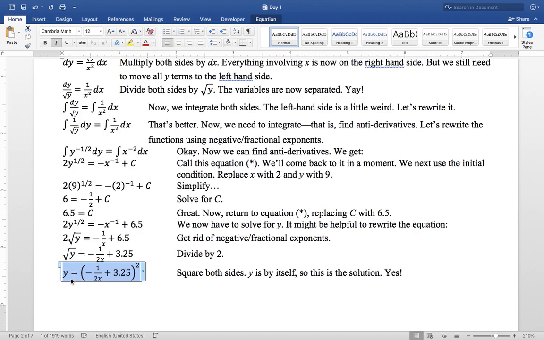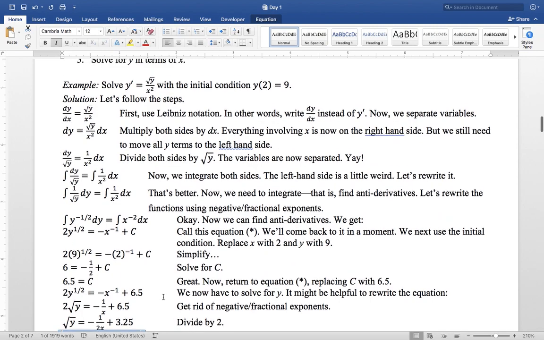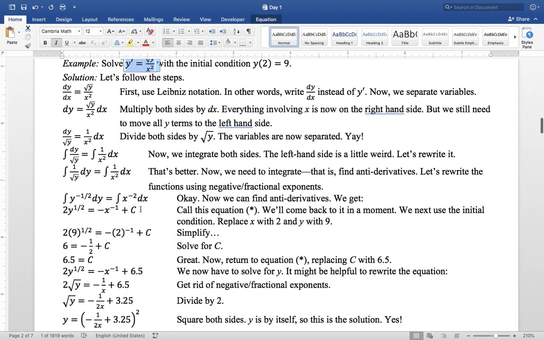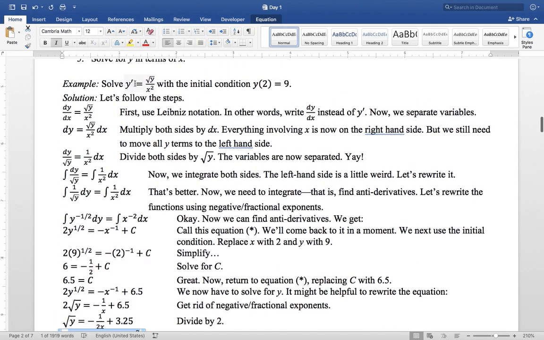This quantity here, y equals negative 1 over 2x plus 3.25 quantity squared, that is a function. And it is a function which is guaranteed to satisfy this differential equation. If you wanted to check it, and it would be kind of a pain to do so, but you could check this by, first of all, computing y prime.